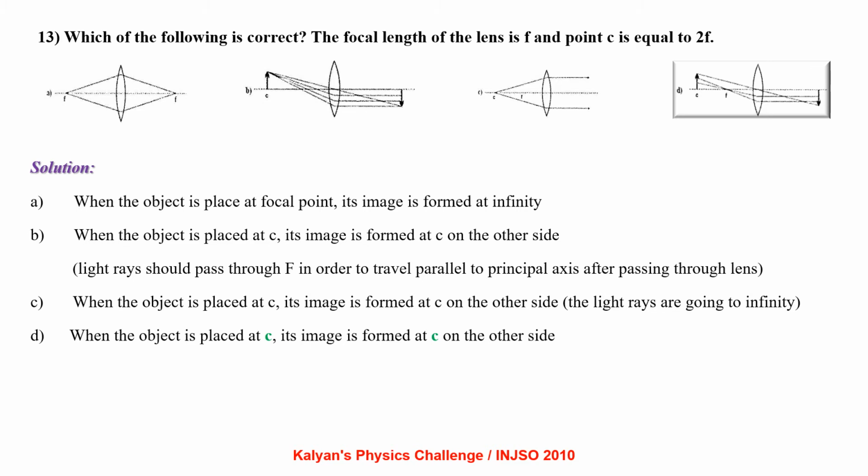Light rays should pass through F in order to travel parallel to the principal axis after passing through the lens. When the object is placed at C, its image is formed at C on the other side, so the light rays are going to infinity in the case of the third diagram. When the object is placed at C, the image is formed at C on the other side. So the correct option is D.